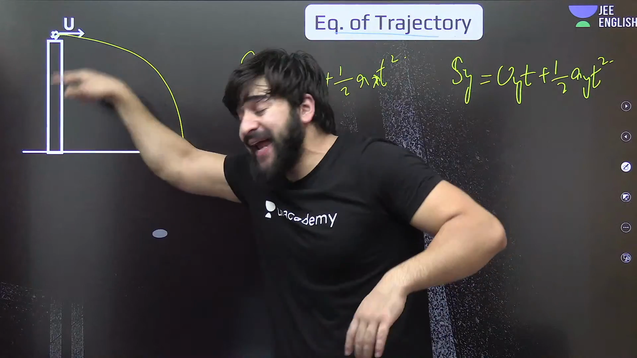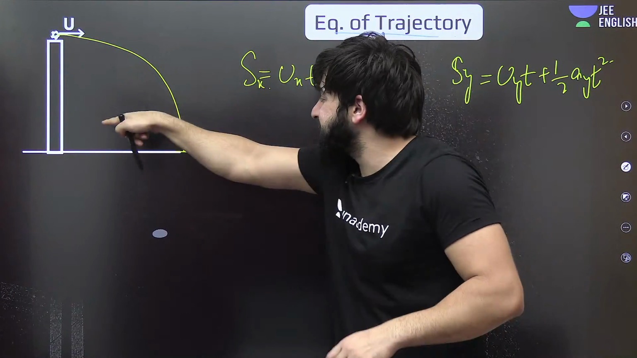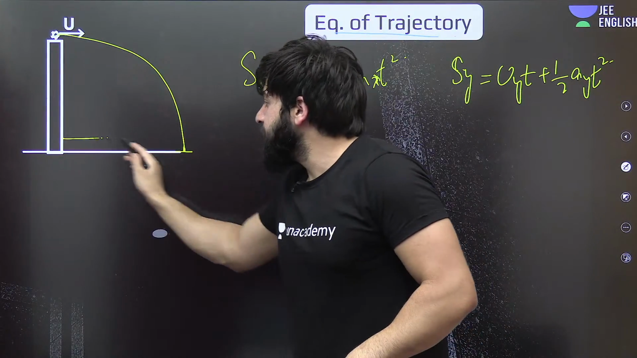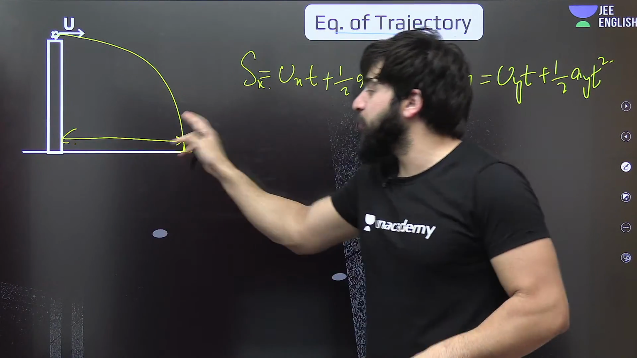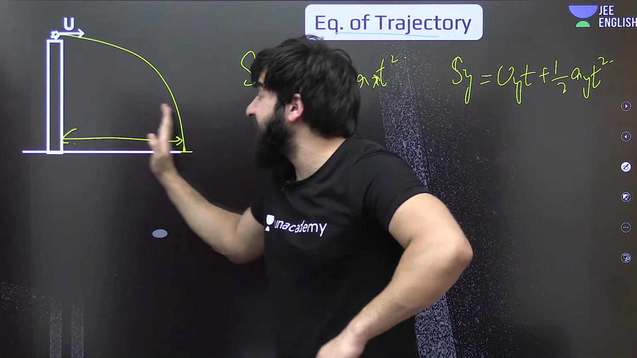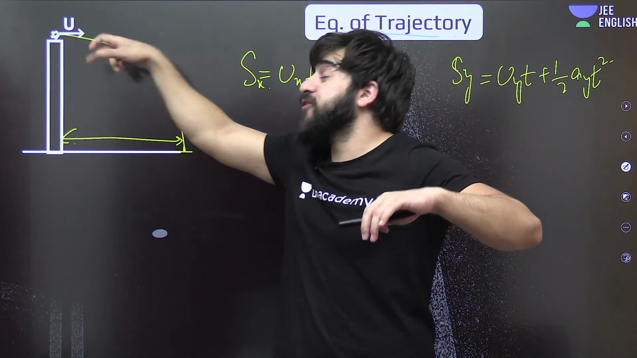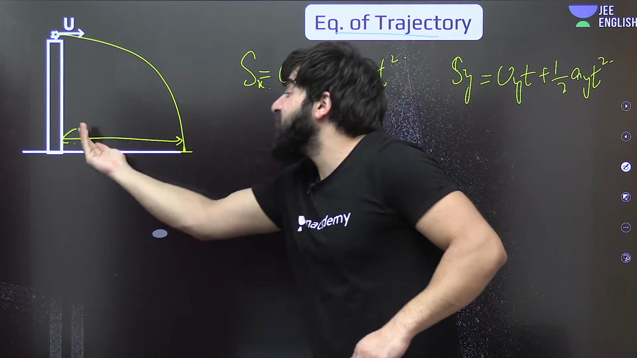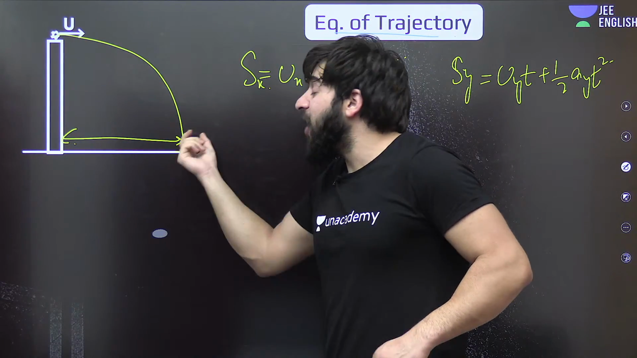Now in this case, can I say that x is how far this is going from this point to this point? So this is basically what we call the range. What is the range of this projectile? I'm launching it with velocity u. What will be the range? How far is it going to go?